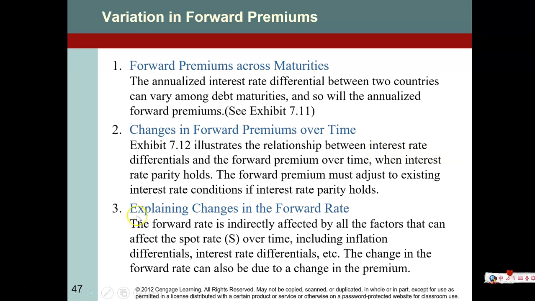Number 3, explaining changes in the forward rate. The forward rate is indirectly affected by all the factors that can affect the spot rate S over time, including inflation differentials and interest rate differentials. The change in the forward rate can also be due to a change in the premium. So P is related to S, S is related to inflation or interest rate differentials, and F is also related to P.